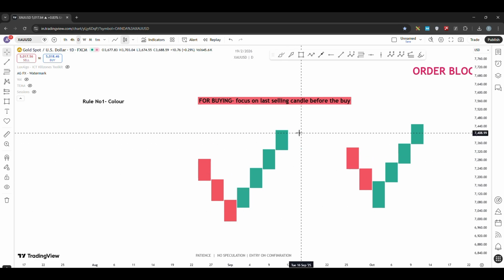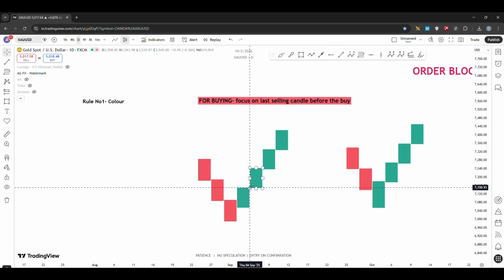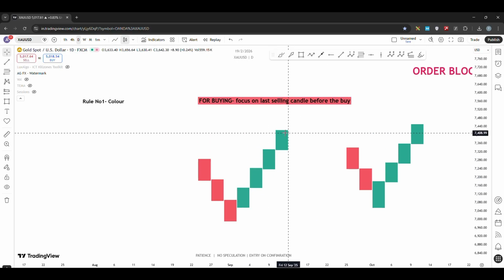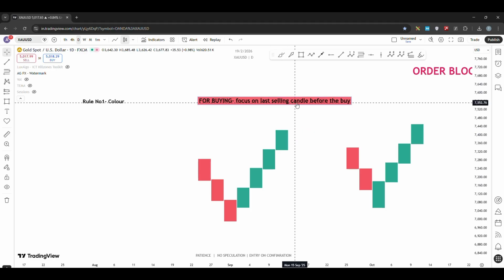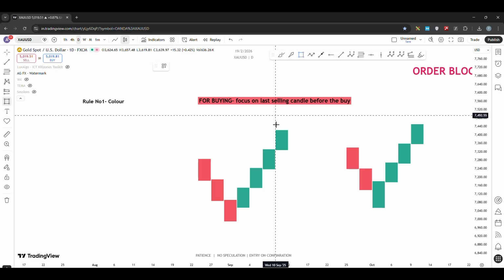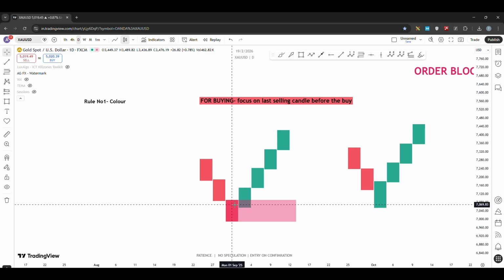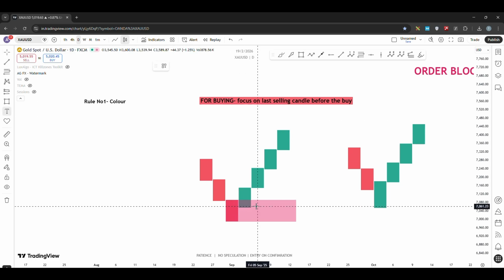So here, if we want to find an order block, we have to focus on the last selling candle before the buy. Before this pushing higher, what was the last selling candle? The last selling candle means the last candle which created the low before the market started to push higher. It's very clear that it's this candle over here. That means this candle will become our order block candle, right?